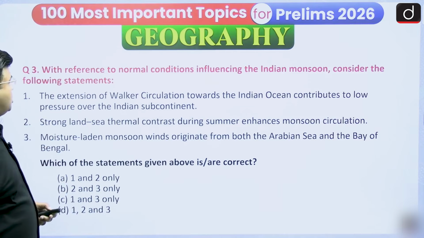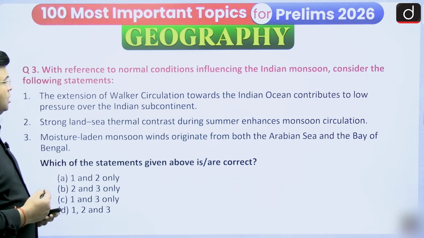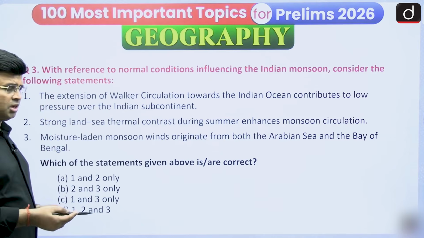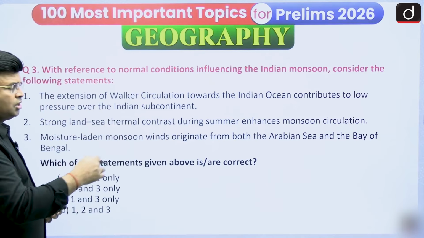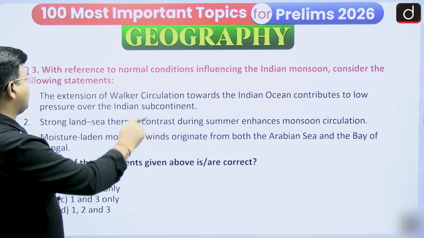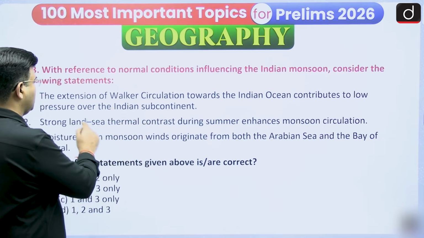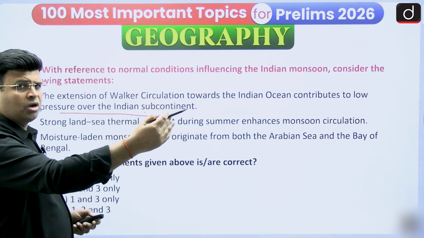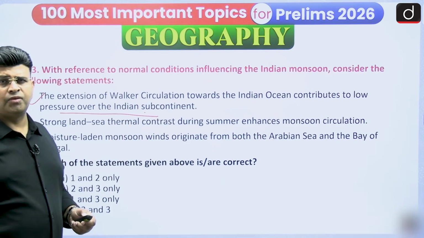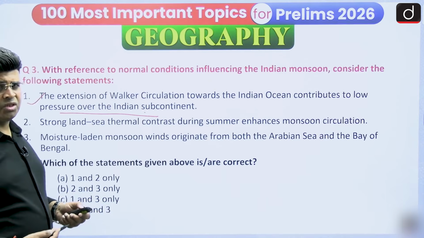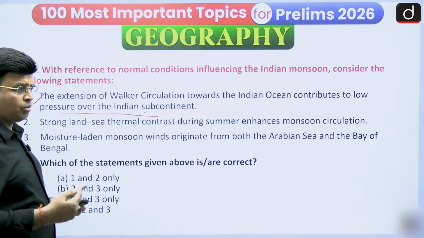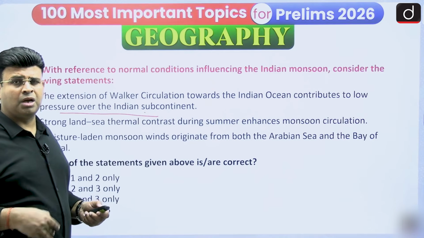Next, with reference to the normal condition influencing the Indian monsoon, consider the following statements. Yes, the normal condition causes good rainfall in India. The extension of the Walker circulation toward the Indian Ocean contributes to low pressure over the Indian subcontinent. Yes, this is right, because in the Walker circulation Australia and Indonesia are warmer and it extends toward India also. The Indian landmass is warmer, meaning low pressure, and therefore it attracts more moisture, the southwest monsoon, from the Bay of Bengal and the Arabian Sea.